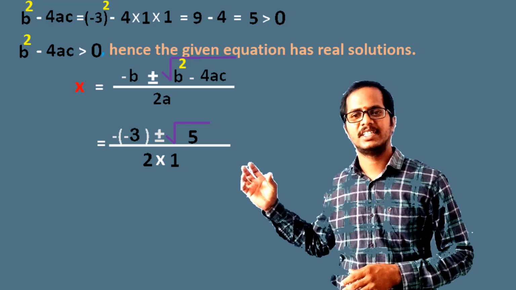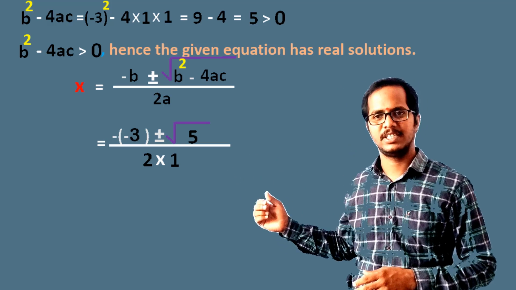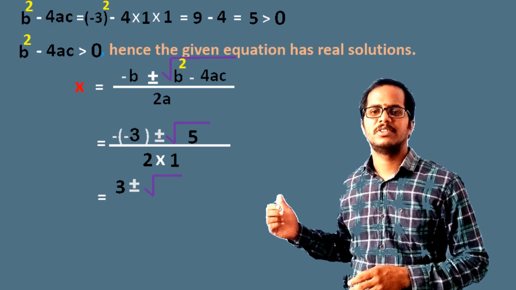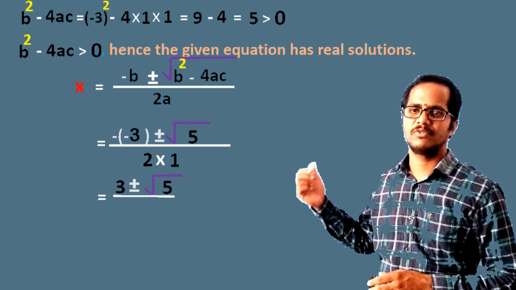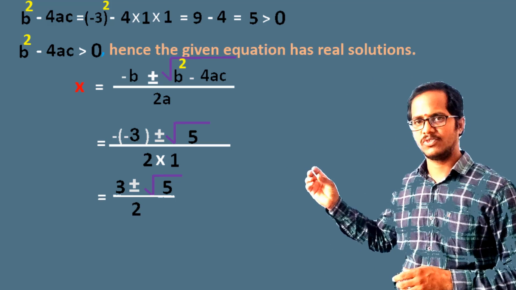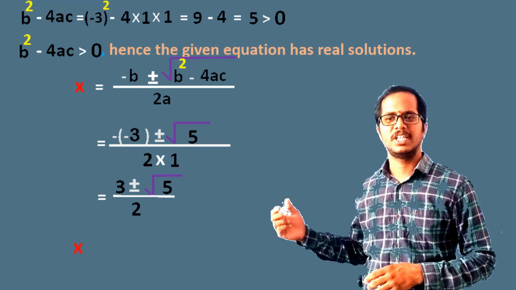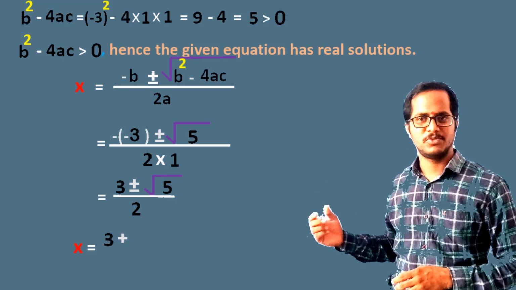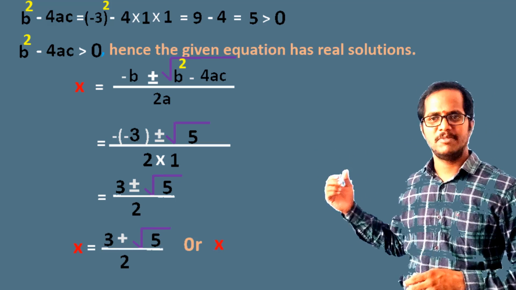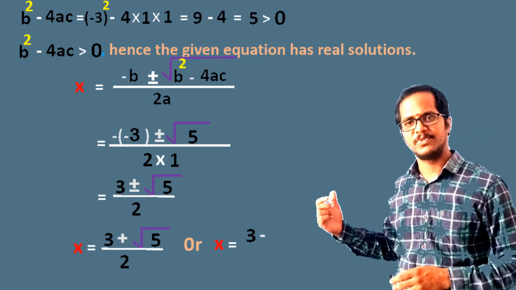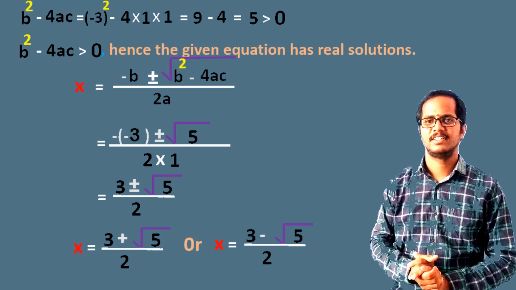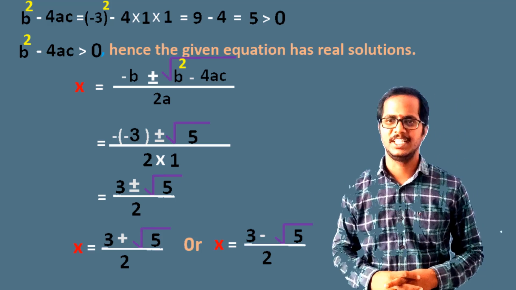Now simplifying the right hand side, minus into minus 3 is plus 3. So 3 plus or minus under root 5 by 2 into 1, which is 2. So we get 3 plus or minus under root of 5 by 2. If we take the positive root 5 first, we get x equals 3 plus square root 5 by 2. And if we take the negative root 5, we get x equals 3 minus square root 5 by 2. So these are the two solutions of the given equation, x plus 1 by x equals 3.